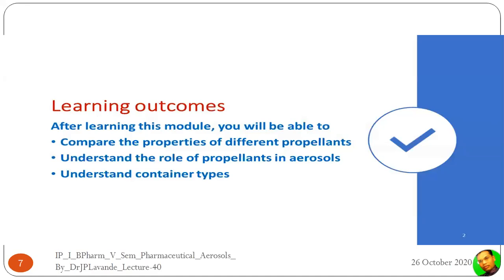Now, as far as today's lecture is concerned, today we will go through different points. We are going to compare the properties of the different propellants that are used in aerosols. Then we will try to understand the role of propellants in aerosols, and we will try to understand the different types of containers that are used. So this will be the learning outcome for today's talk.